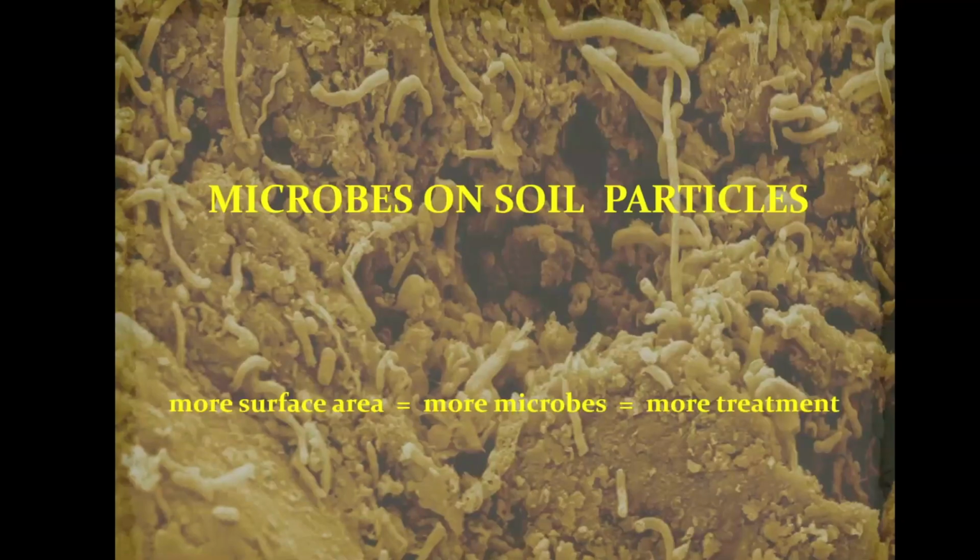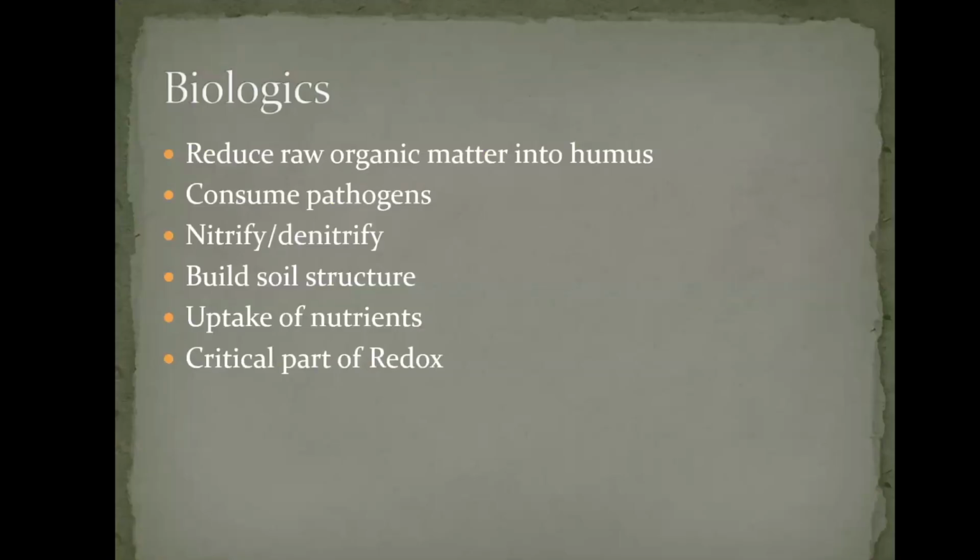So the key is more surface area, more microbes, we get more treatment. And just to recap, biologics reduce raw organic matter into humus. They consume the pathogens.